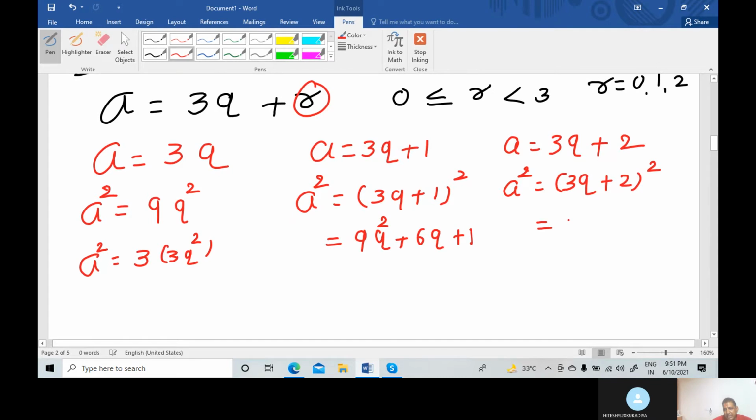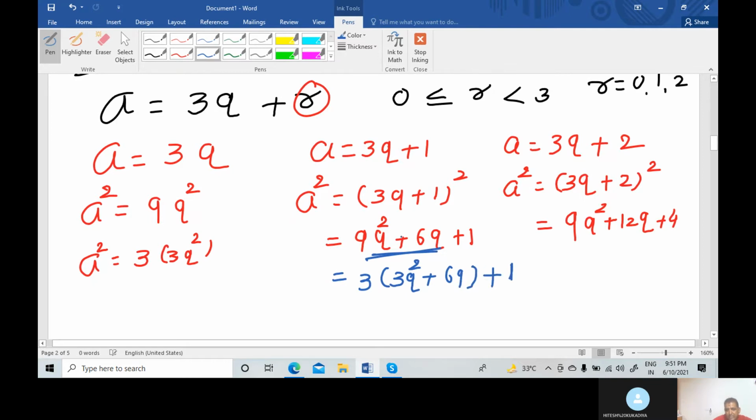Okay, and here again the expansion: 9q square plus 2 times 2 times 3 is 12q, plus 4. Now here again arrange. In the first two terms, 3 is common. So our answer is 3q square in a bracket plus 6q, and plus 1 as it is.